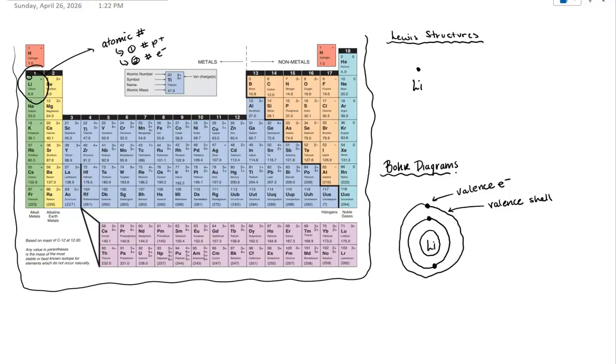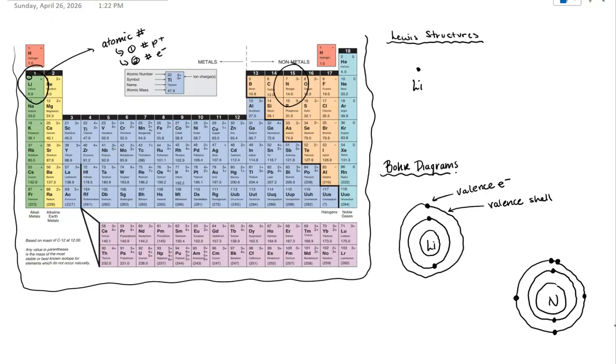Okay, let's do one more example as a bit of a refresher. Let's do something with more valence electrons, like nitrogen. So nitrogen has 7 electrons. We'll do our Bohr diagram just again to show the whole structure. So we have 1, 2, and then we need to make our second shell, which can hold 8, right? So 1, 2, 3, 4, 5, 6, 7. All right. So that's our Bohr diagram.